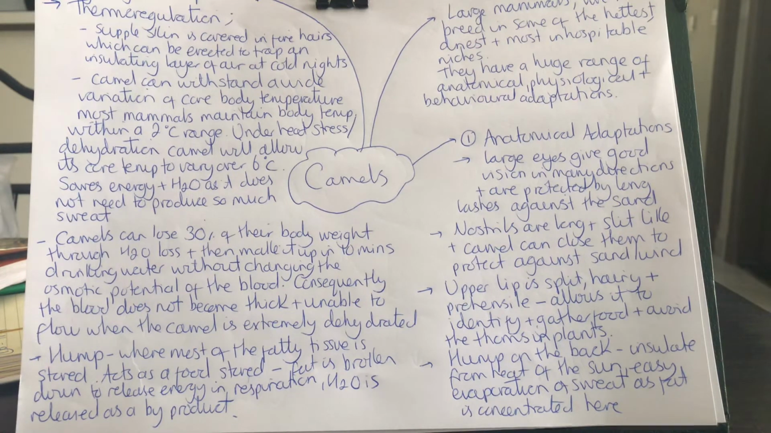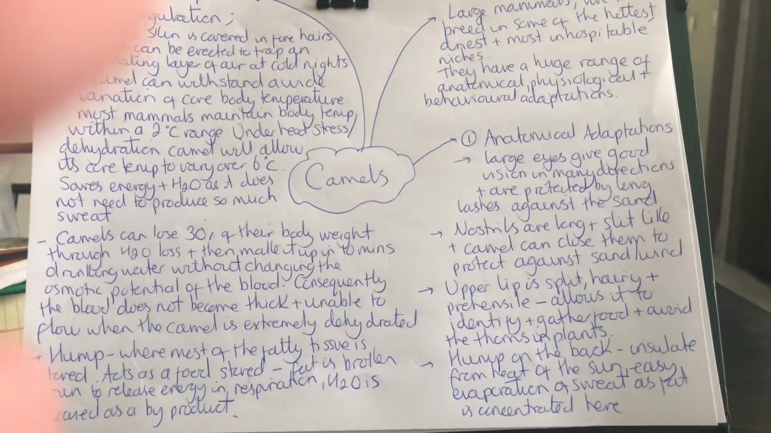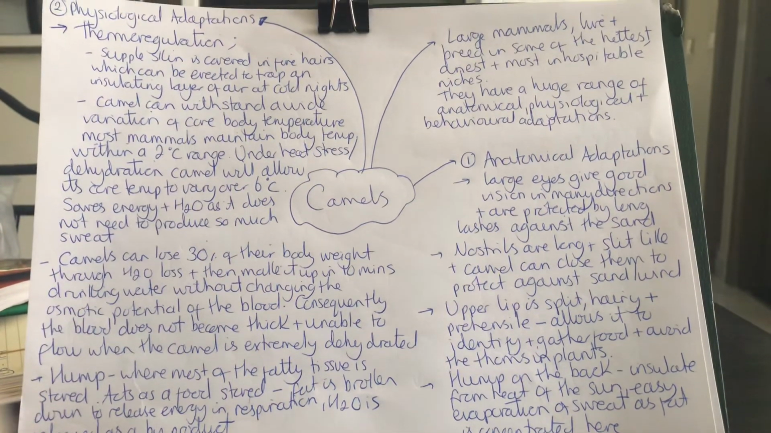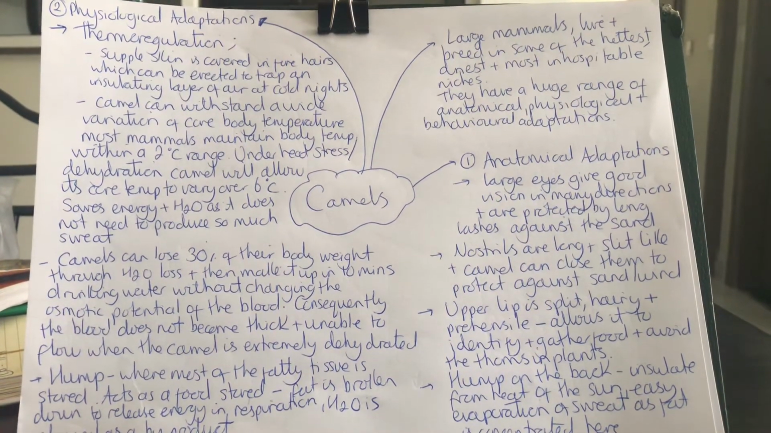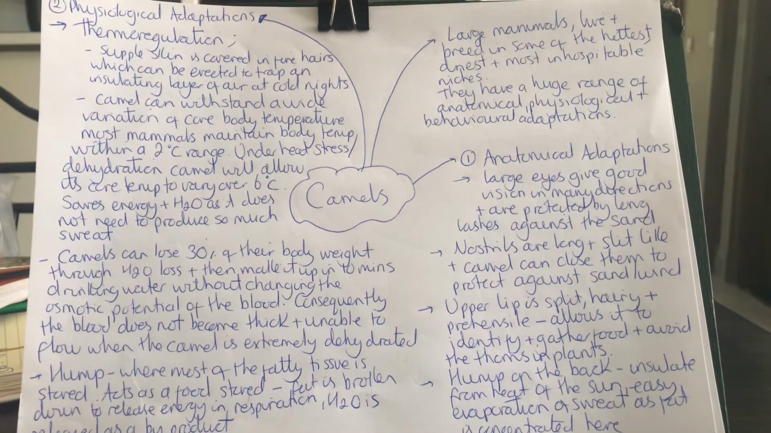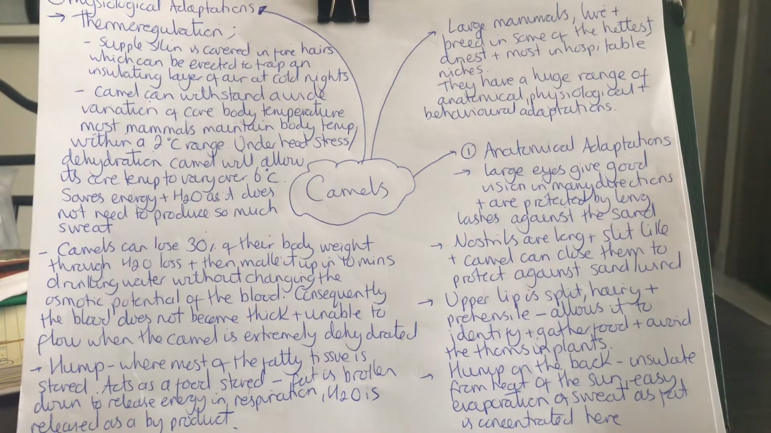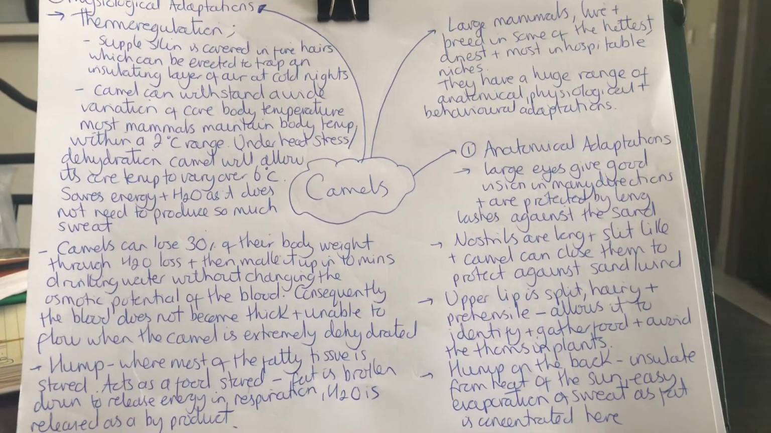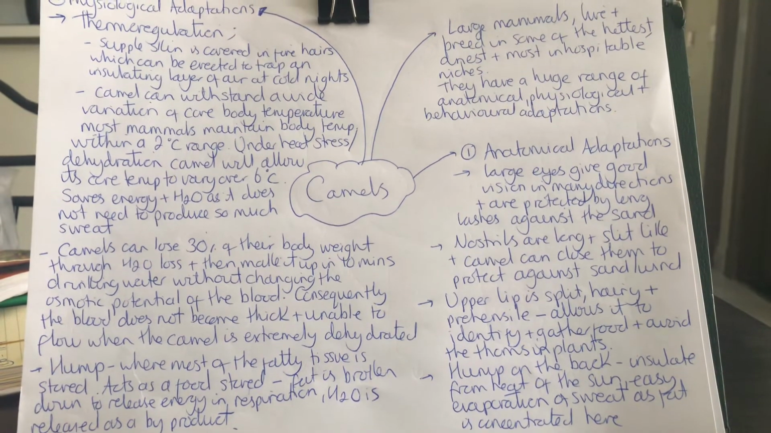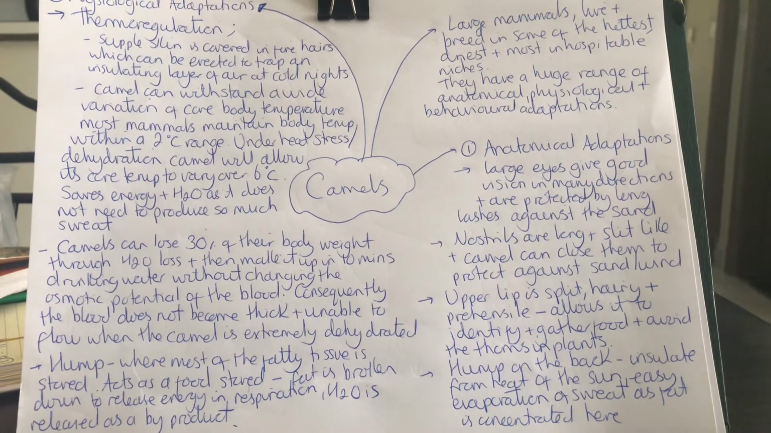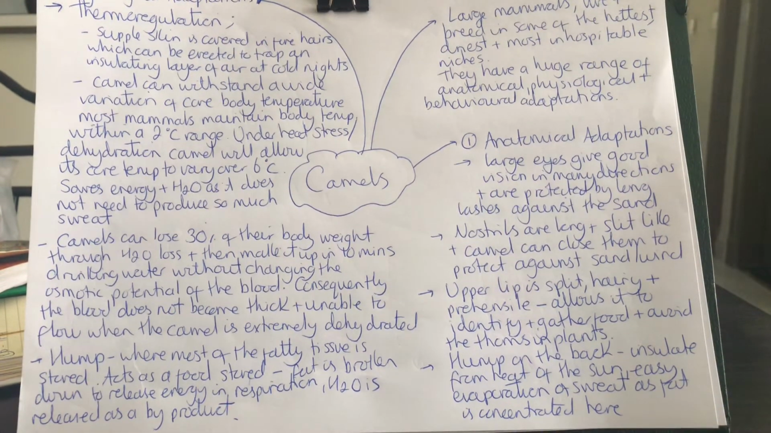to their niche. And they live, as you guys know, and breed in some of the hottest, driest and most inhospitable niches. So obviously they're living in the desert. You know, camels are a common sight here in the UAE, and they're really large mammals. So it's quite unusual that such a large mammal is able to survive in such a harsh climate. And because they have such a huge range of anatomical, physiological and behavioural adaptations, they're able to survive where many other organisms are not.